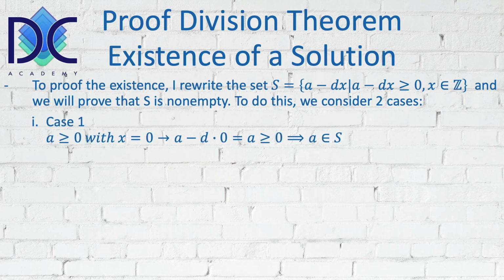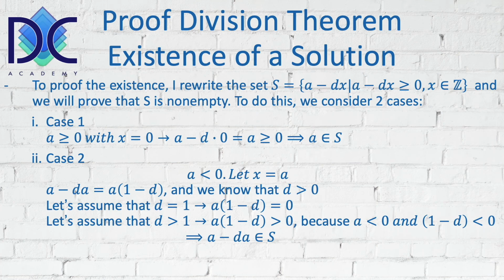We have to consider two cases. Case 1: A is larger than or equal to 0, with x equal to 0. Then we find A minus D times 0 is equal to A, which is larger than or equal to 0. So A is an element of this set. That's the first element. So we have the set A minus D times x, where x is an element of Z. So we just take A larger than 0, x equal to 0. This means that we find a solution with x equal to 0, and there is in fact an existence of a solution. So that's already one element for A larger than 0.